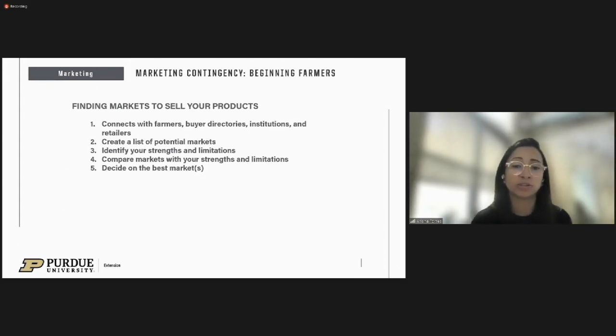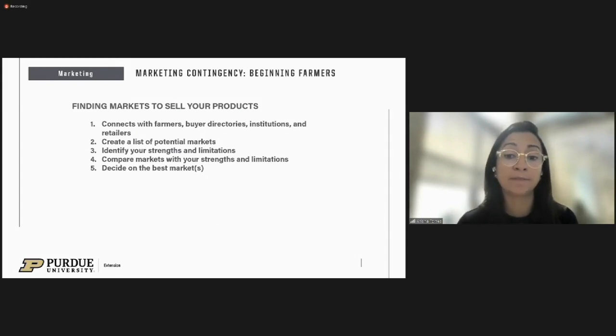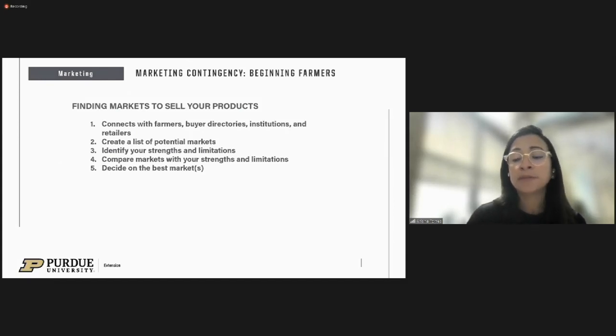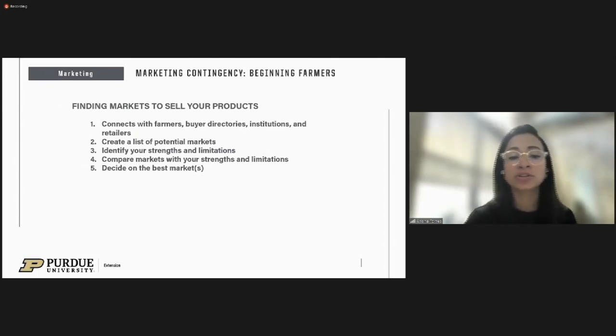So there are five very specific things that you can do to find new markets. Let's say you started your business and you don't know where to start. The first thing, and I'm going to go through each of them, is connect with farmers and any other buyers you may be targeting, retailers, institutions. Then you create a list of potential markets. You want to identify your strengths and limitations, or if you have done a SWOT analysis. SWOT stands for strengths, weaknesses, opportunities, and threats. That's a great tool to also do marketing for your business. So identify yours and your markets, see where the opportunities are that you need to leverage, and then decide on the market.